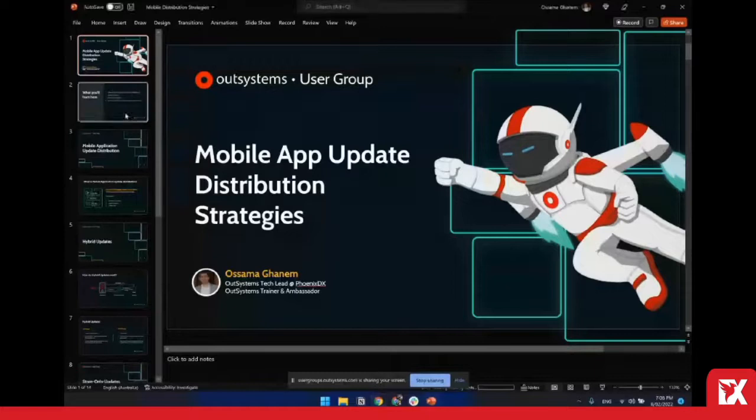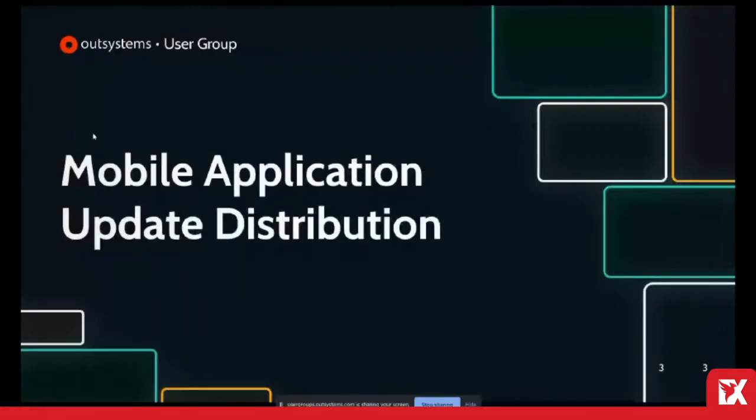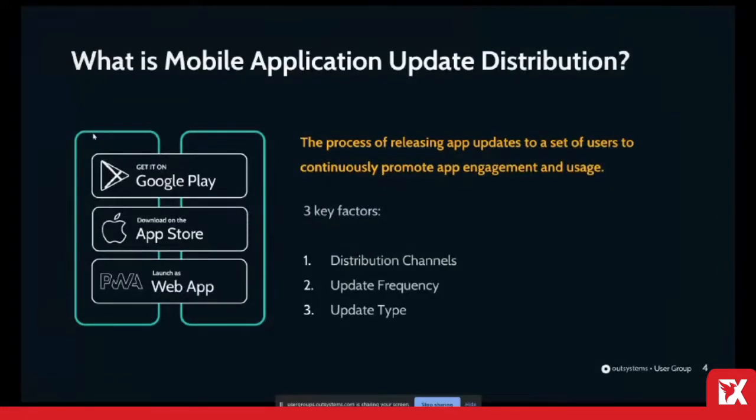First of all, I wanted to start with a quick definition of what mobile application update distribution means, so we can get going. Essentially, mobile application update distribution refers to the process of releasing app updates to a set of users to continuously promote app engagements and usage. So in other words, you've gone live, you've deployed and distributed your native mobile application to your customers, and now it's time to push out updates, whether that's new enhancements, new features, bug fixing, etc.